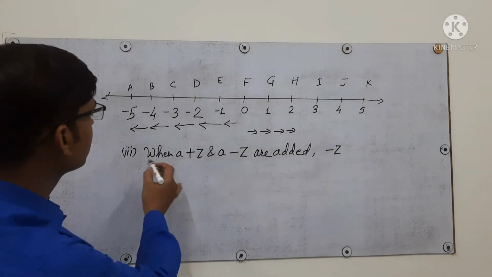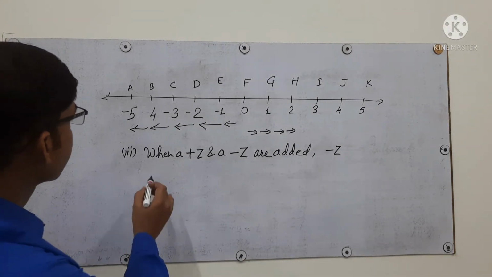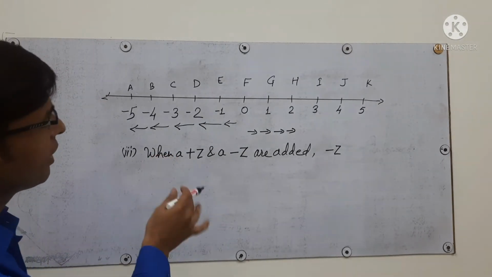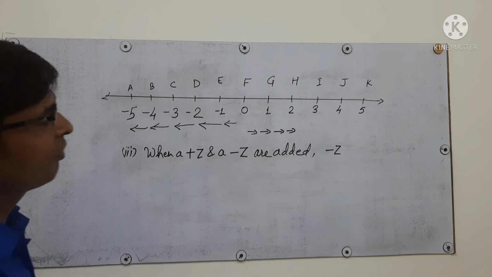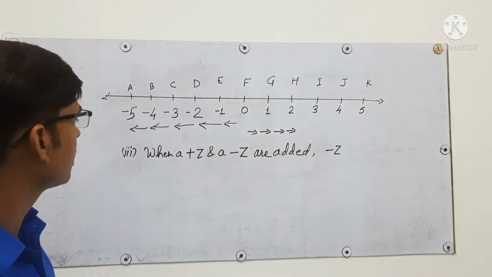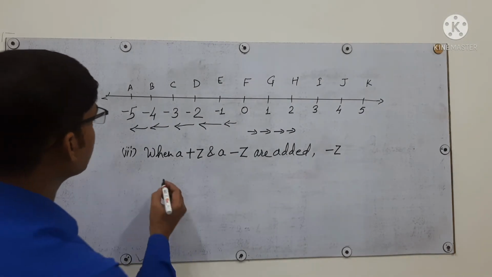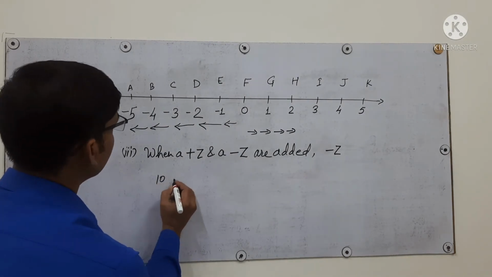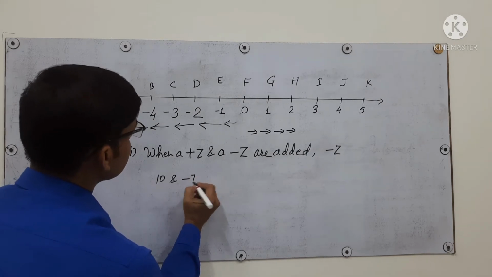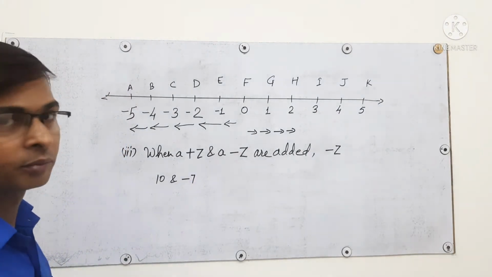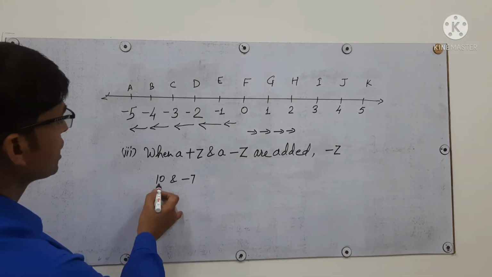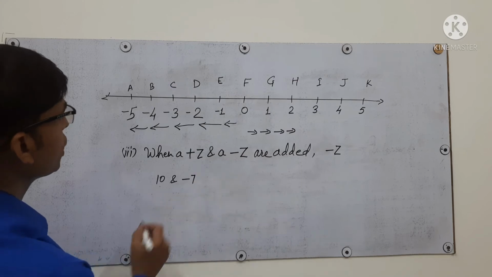And again I am solving it here. When a positive integer and a negative integer are added, we get a negative integer. So let's see what comes in the answer. Suppose one positive integer is 10 and the other negative integer is minus 7. One is 10, that is a positive integer, and the other is a negative integer.